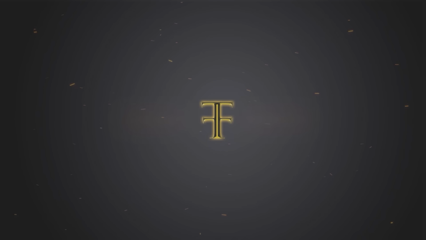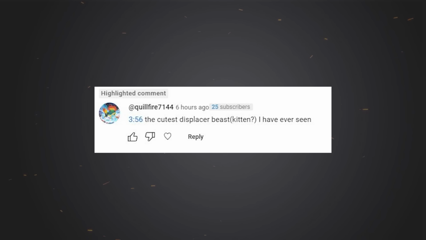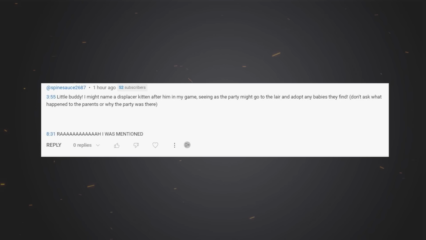And now it's time for the quick shoutouts for those of you who are paying attention for Tobias. Quillfire7144 says, the cutest displacer beast kitten I have ever seen. First of all, yes, and second of all, if you have actually seen a displacer beast in real life, you need to contact me right now and call a local scientist.